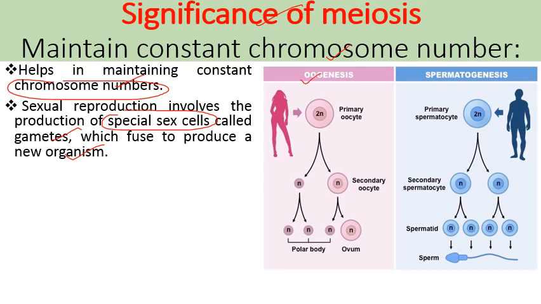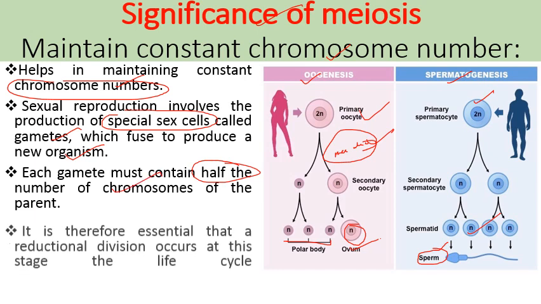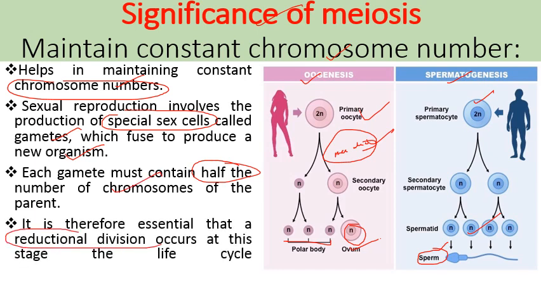Oogenesis results in the formation of a haploid ovum. Out of 4 cells, 3 are polar bodies and only 1 functional egg is formed. In the case of spermatogenesis, 4 functional spermatids are formed, which are haploid as compared to their germ cell, that is the primary spermatocyte or primary oocyte, which are diploid cells. These are germ cells which undergo meiotic division, which results in the formation of haploid gametes. Each gamete must contain half the number of chromosomes of the parent, and it is therefore essential that a reductional division occur at this stage of the life cycle. So that helps in maintenance of the total chromosome number.